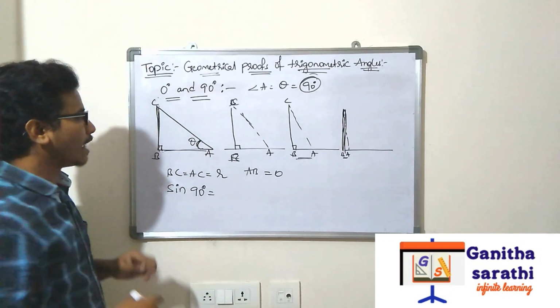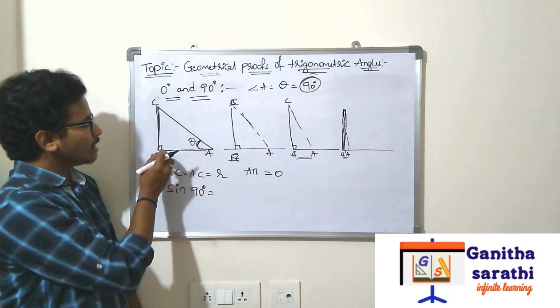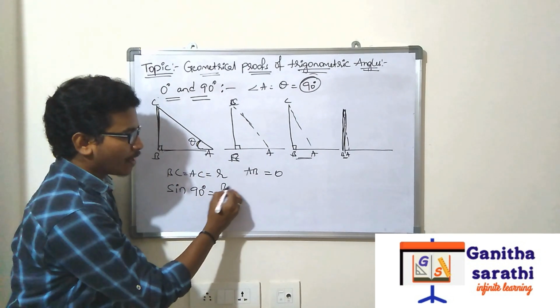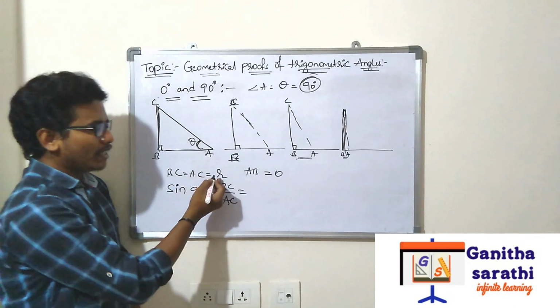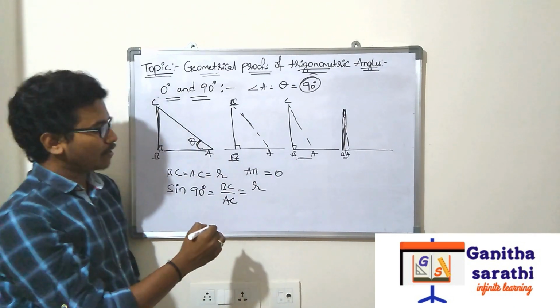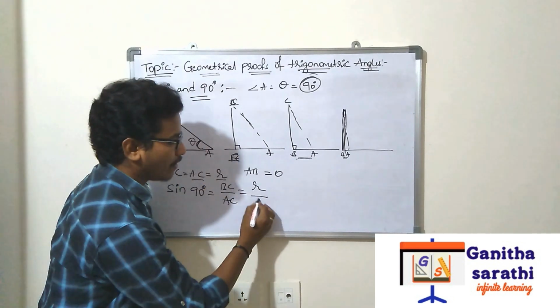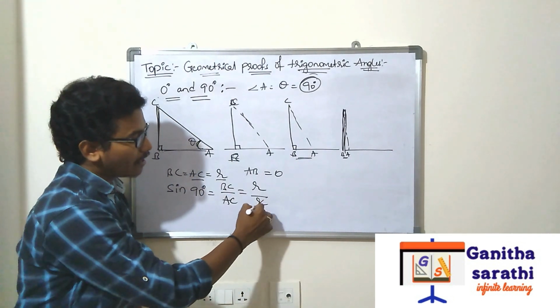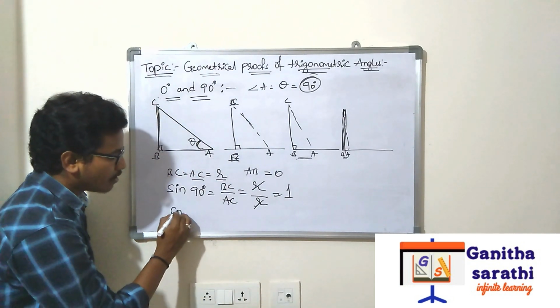Now let us find sin 90 degrees. Sin value is opposite side by hypotenuse. What is the opposite side here? BC. What is the hypotenuse here? AC. What is the BC value? R. AC value is also R. R and R get cancelled. It will be equal to 1.